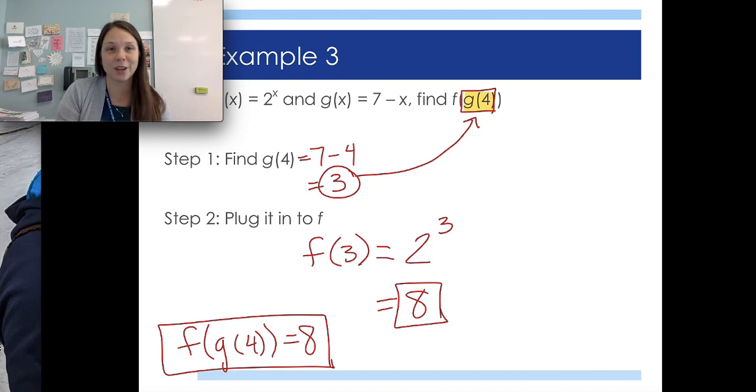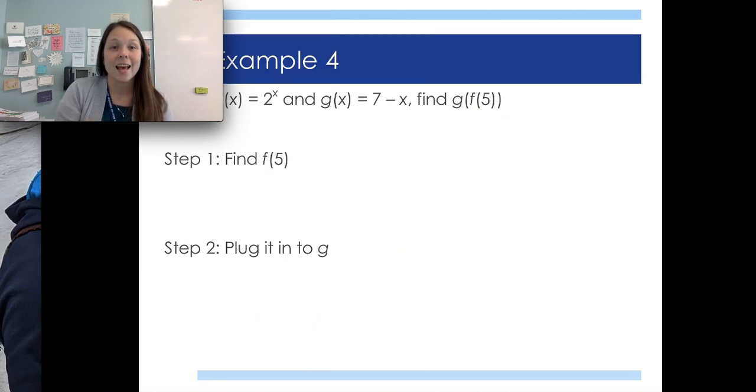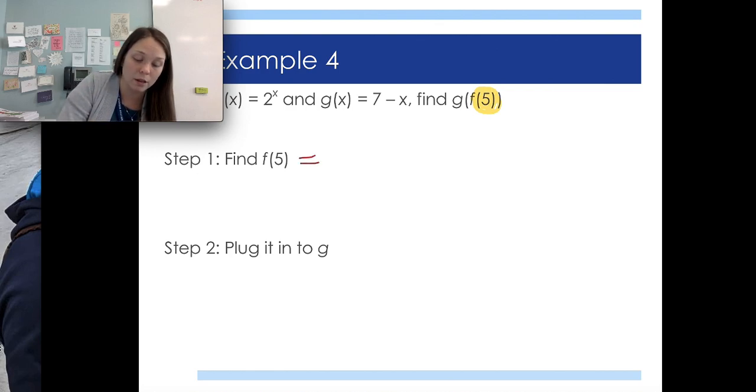All right, let's look at one more. Example 4, f of x is 2 to the power of x and g of x is 7 minus x. But now I want to find g of f of 5. So notice on the inside is f of 5. So that's the first thing I'm going to calculate. 2 to the power of 5.